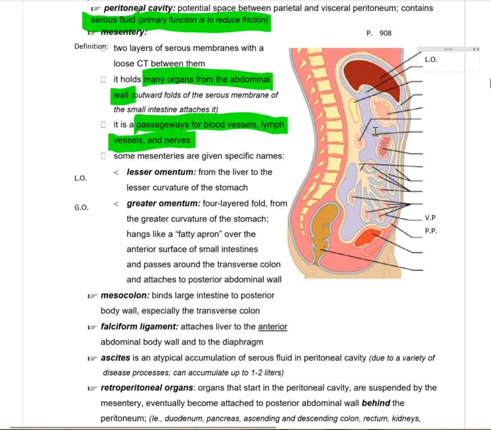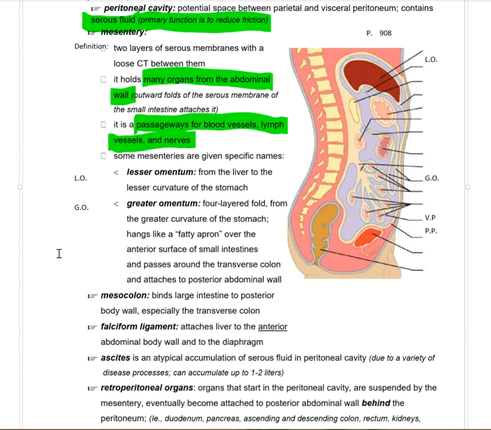And the greater omentum is this big flap, and it ends up being a 4-layered fold because it doubles back on itself. See over here where my cursor is moving? And it is in front of the stomach and hangs kind of like a fatty apron over the stomach. And this is the greater omentum. All right. So that is in that location.